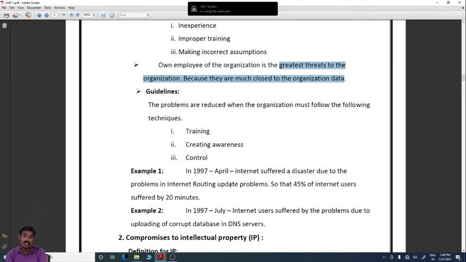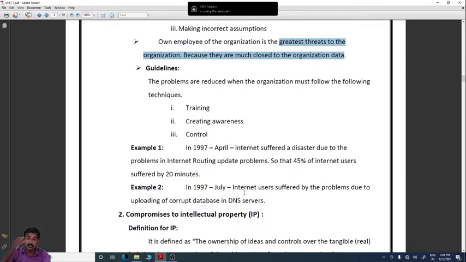Okay, so let's discuss two examples that show the problems associated with human failure. In April 1997, the internet suffered a major disaster due to an internet routing update problem. 45% of internet users suffered for 20 minutes, because the routing file update was changed and there was some corruption in the internet routing input file. So automatically 45% of internet users suffered in 1997. And the second one, in July, was a DNS server problem: internet users suffered due to the uploading of a corrupted database file to a DNS server.